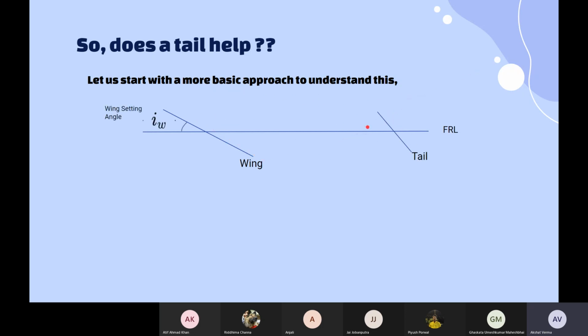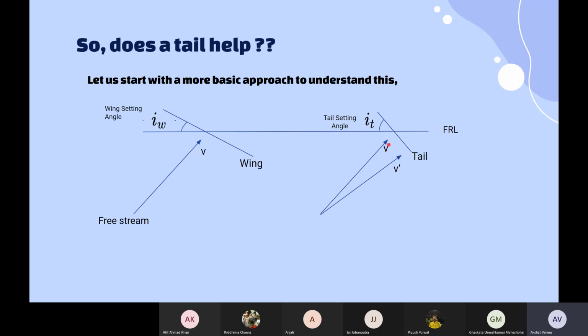And these are set at a particular angle with respect to the fuselage reference line, that is called the wing setting angle and tail setting angle respectively. This is the free stream velocity of your aircraft, the free stream velocity of air at the wing position. What happens at the tail is that the free stream velocity will no longer be the actual velocity of air at the tail because of downwash. As we studied in the first webinar, downwash provides a downward component of velocity near the tail.